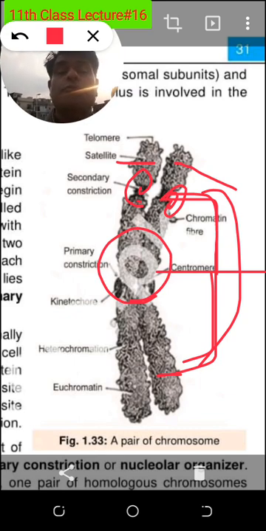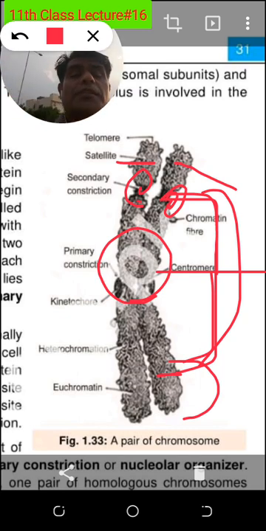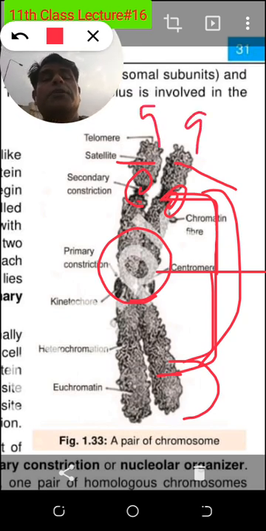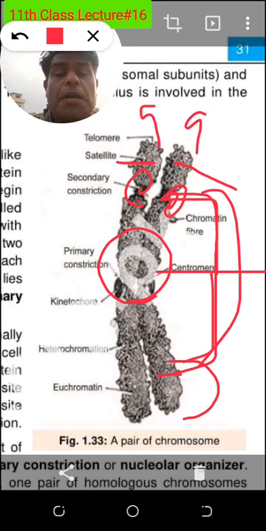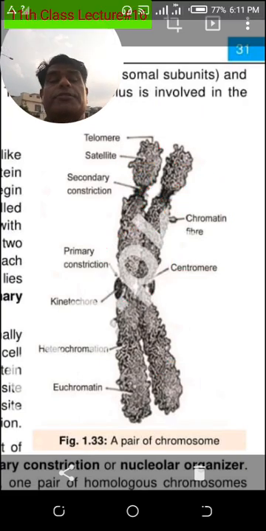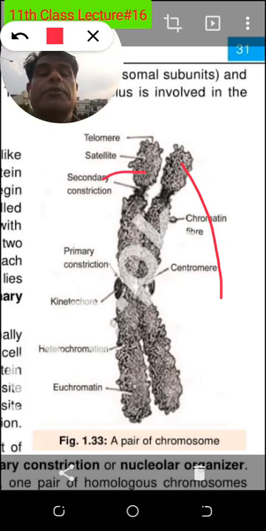All are useful, but when you move from secondary constriction to the telomere, I used another word, the telomere, I have to explain now, the end of the chromosome. The end part of the chromosome is called a telomere. That is the end part of the chromosomes, and the end parts of the chromosomes are so important because they will not combine 2 chromatids. What is the chromatid? Yes, one chromosome consists of 2 parts. One is this chromatid, second one is this chromatid.